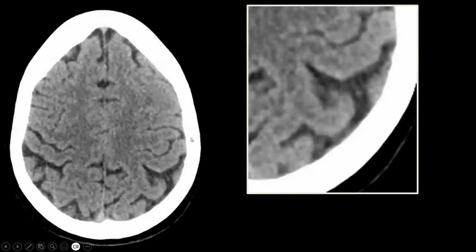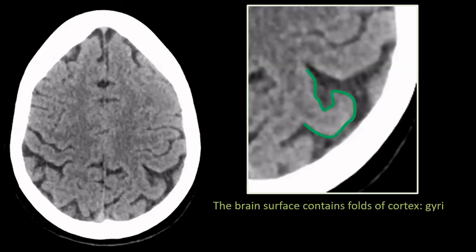Now let's move on to the cerebral sulci. We are now talking about the cerebrospinal fluid containing spaces of the brain, and the cerebral sulci belong to those spaces. What are the sulci? Well, let's first answer the question about the gyri of the brain.